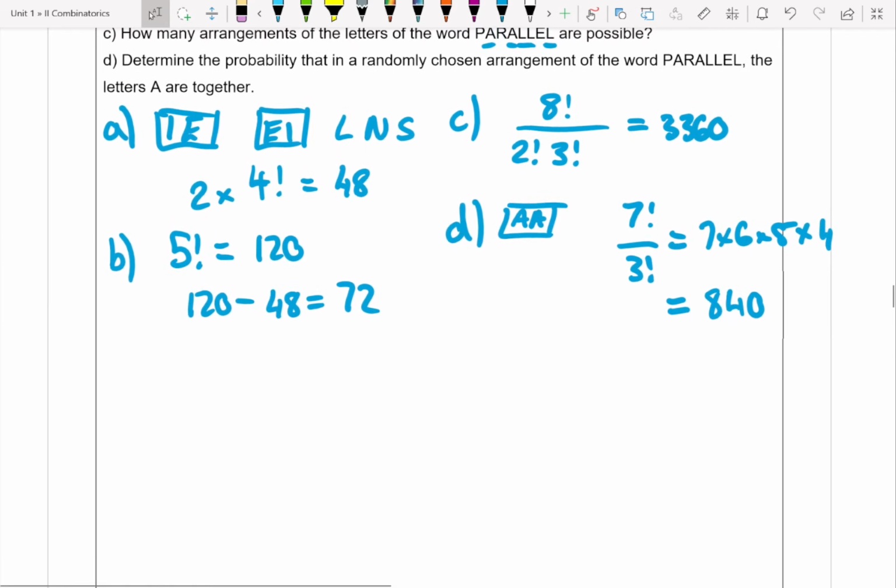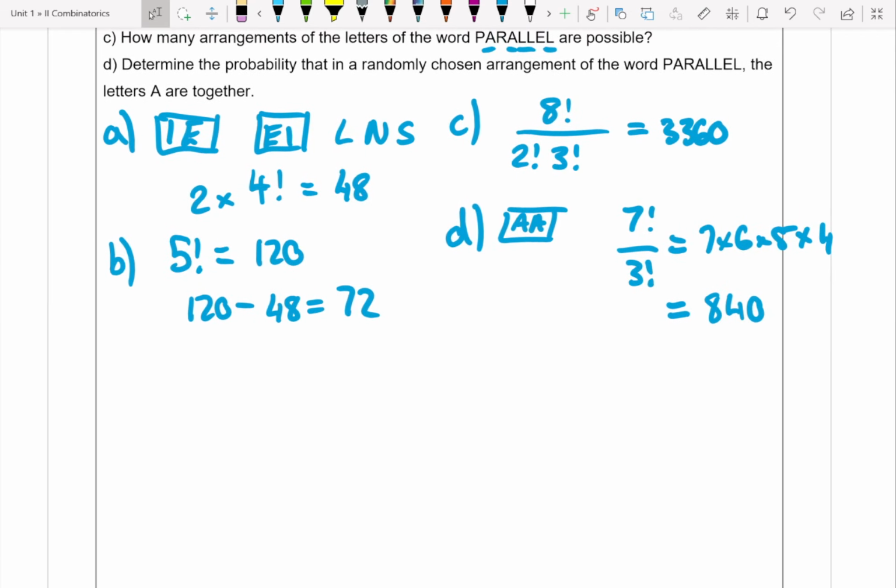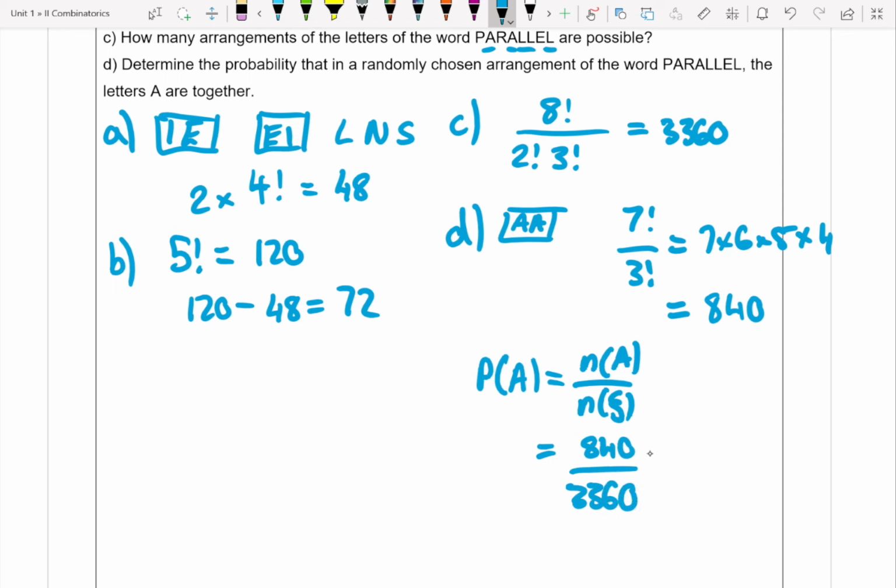But then we also need to know what is all of the total number of arrangements. So the total number of arrangements is 8 factorial over 2 factorial, 3 factorial. That's what we looked at in the previous one. So the probability of A is going to be the number of A over the number in the sample space, which in this case is 840 out of 3,360, which is actually a 1 in 4 chance. So there's a 1 in 4 chance that these two A's are going to be together.